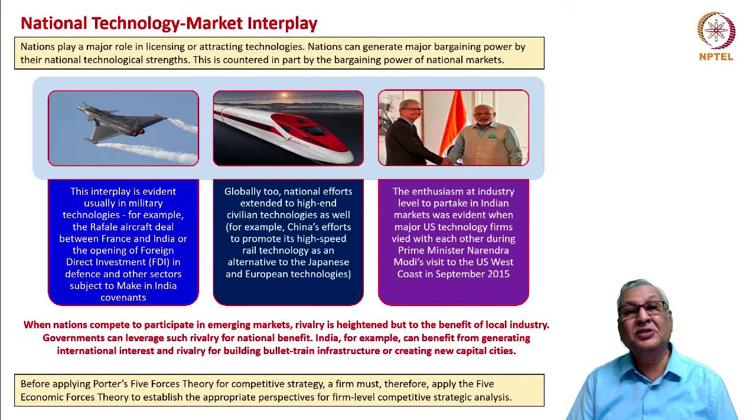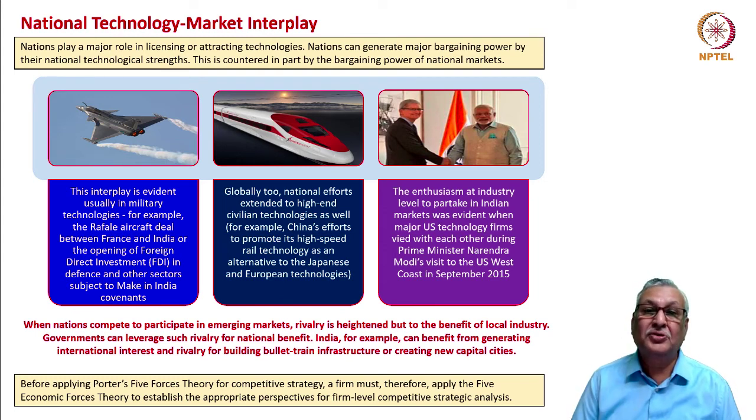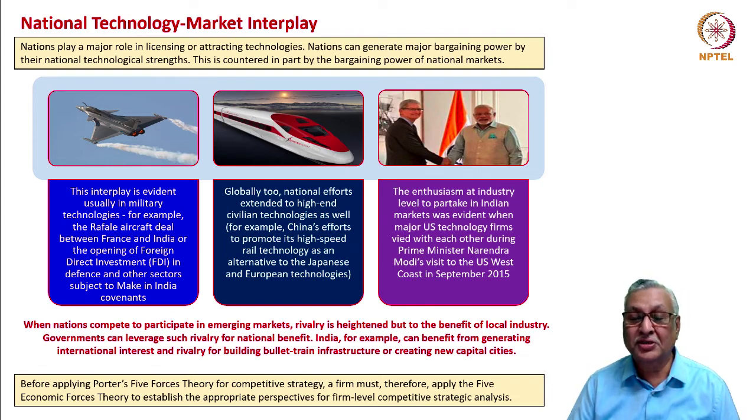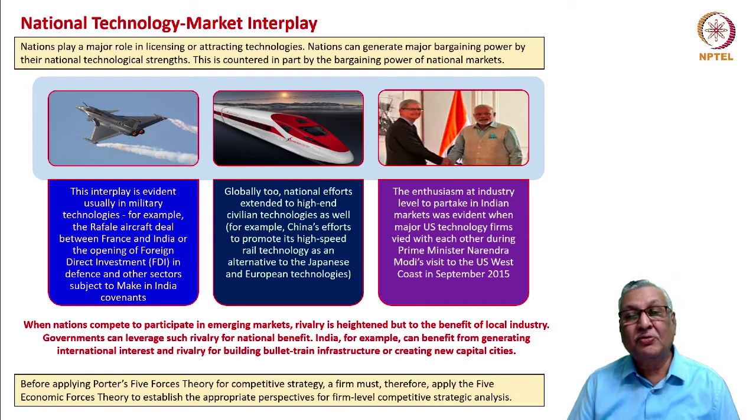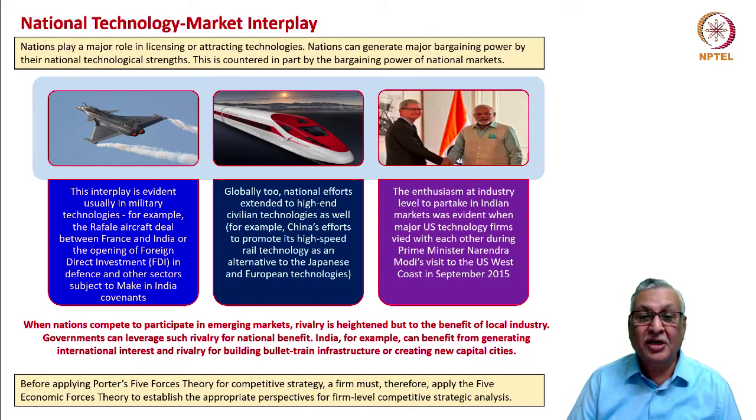Let's look at the national technology market interplay. Nations have a major role in licensing or attracting technologies. They can have major bargaining power because of their national technological strength, and this is countered in part by the bargaining power of national markets. If a nation has both technological power and market power, it would be really a superpower. In some cases, the market power would be very high, technological power is under development.